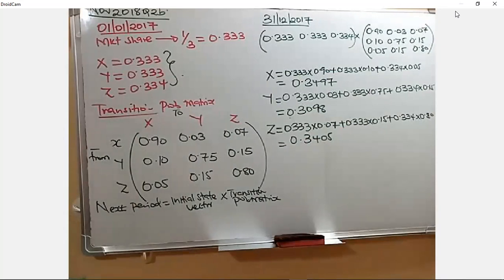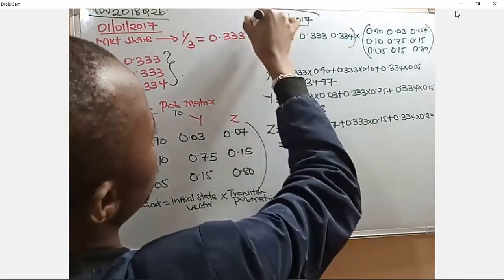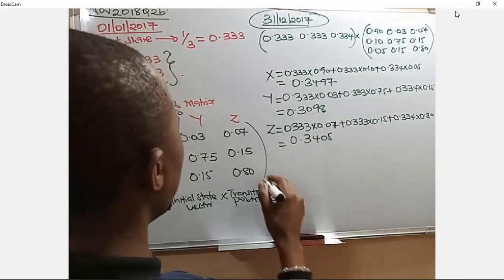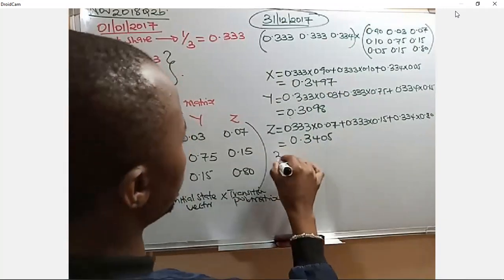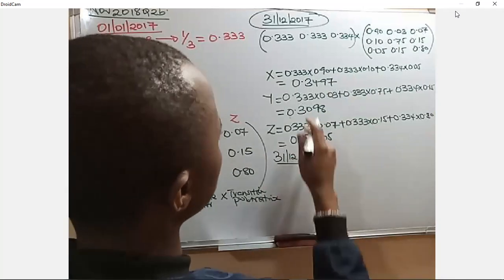Those are the openings for the year 2018. So to get for the next period, because these are the closing for 2017, it means they are the opening for 2018. And because the examiner wants us to get for the 31st of December 2018, right? We do the same thing.